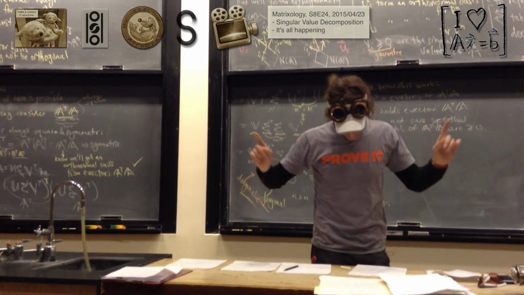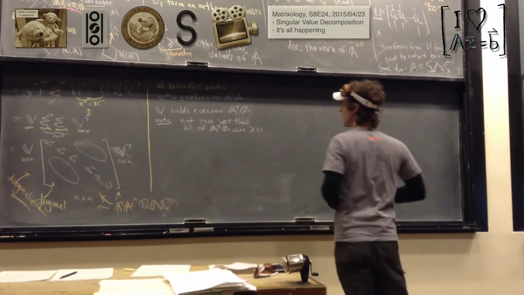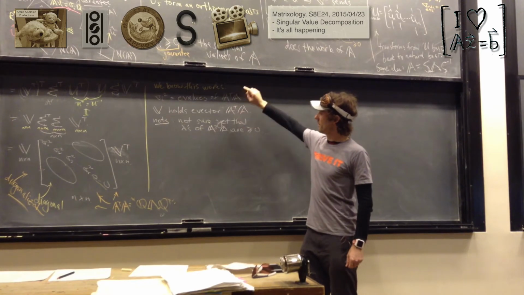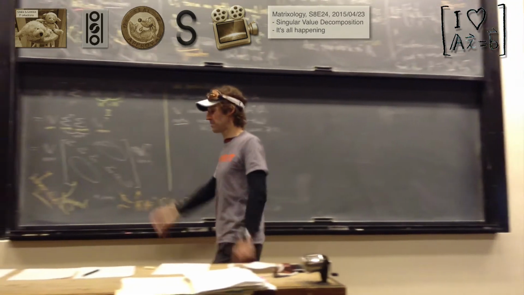Okay, so we have A transpose A. It produces an orthonormal basis for Rn, so that's good. Let's think a little bit about these eigenvalues. There's something special, again, because it's A transpose A.